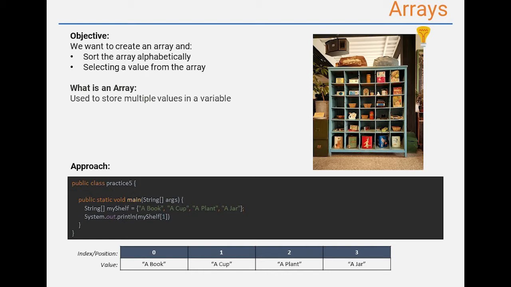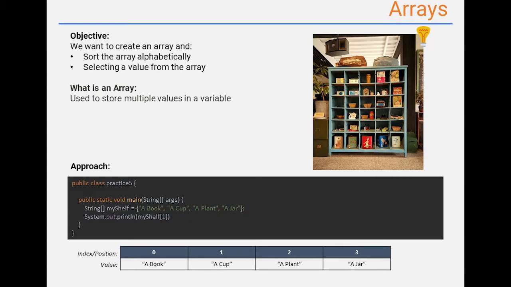Since this array is going to be a string type, we use a string and we use square brackets, and we use a variable. We can choose any variable. In my case, I use my shelf, and then we assign it, which means that it's going to contain something. And in this shelf, or in this array, we're going to have a book, a cup, a plant, and a jar. And so just like our shelf, it holds different objects or elements, as you could say.